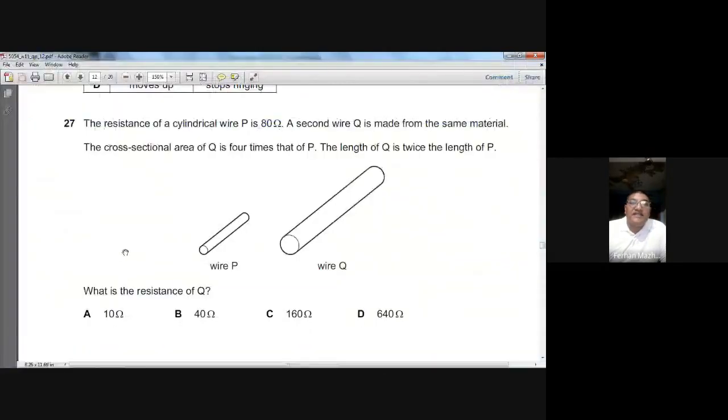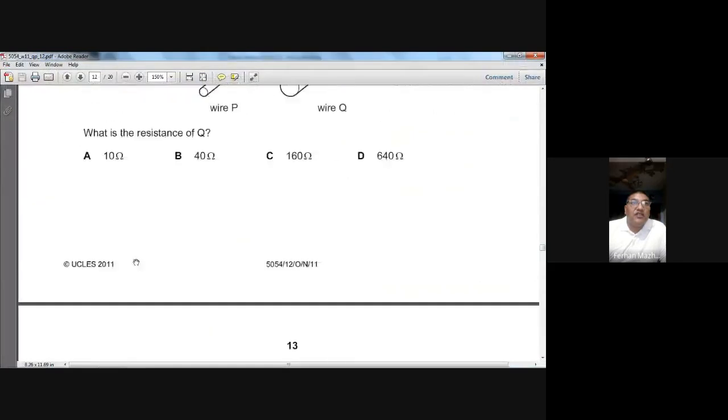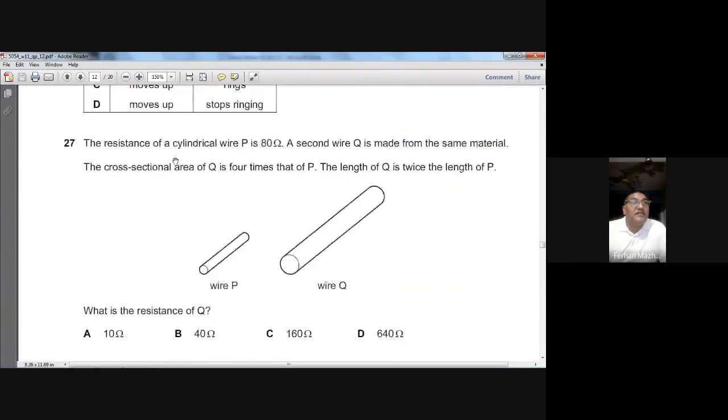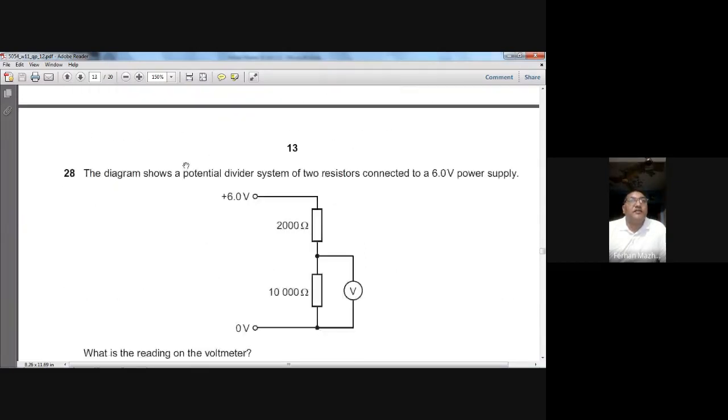So for question number 27, B is the option. I hope you have understood it. It's a numerical and it involves the formula of resistivity. So the answer is B. Question number 27, the answer is B.